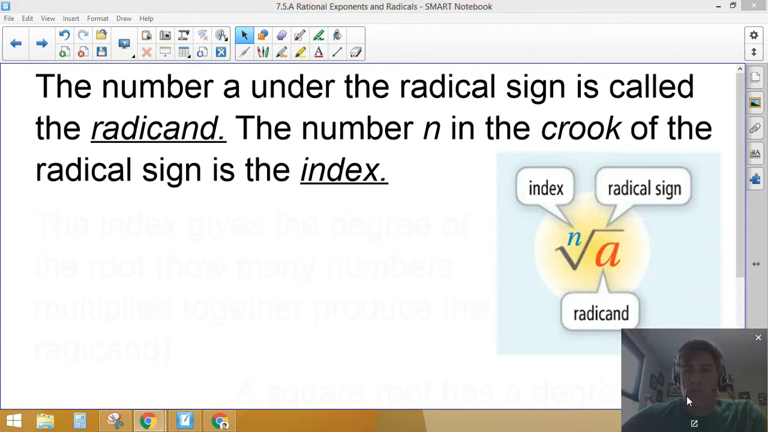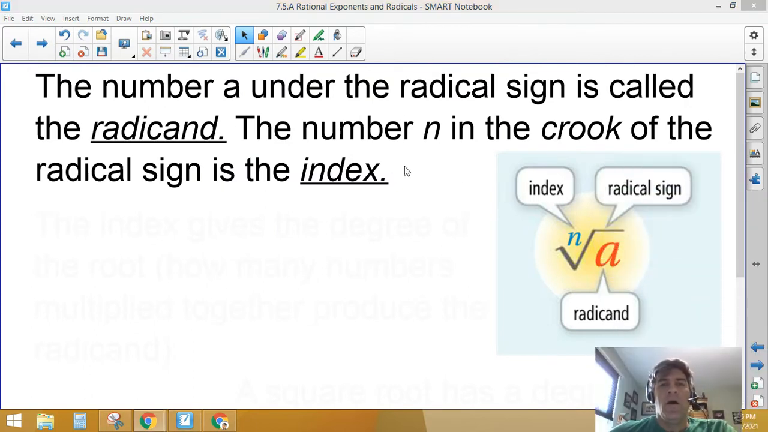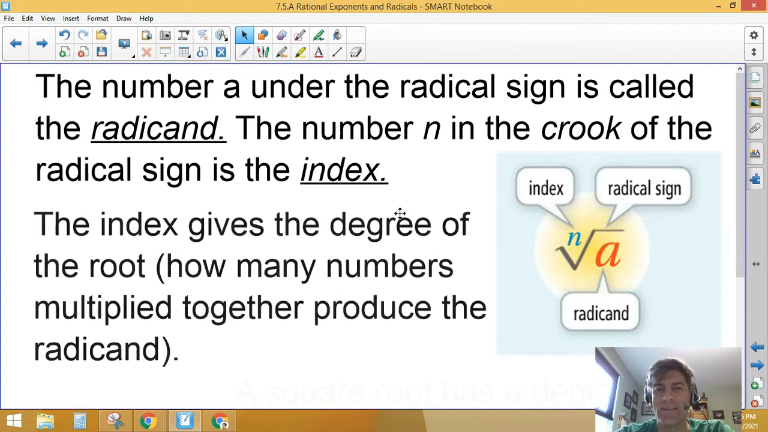All right, so let me move myself down to here. The number under that radical sign, in this case it's A, is called the radicand. Just some new vocabulary. The number N in the crook is called the index. What the index does is it gives us the degree of the root. The degree means how many numbers multiplied together that are the same give me my radicand.